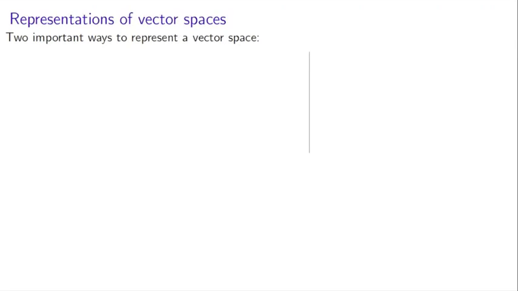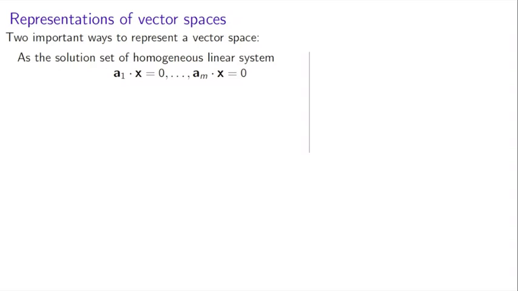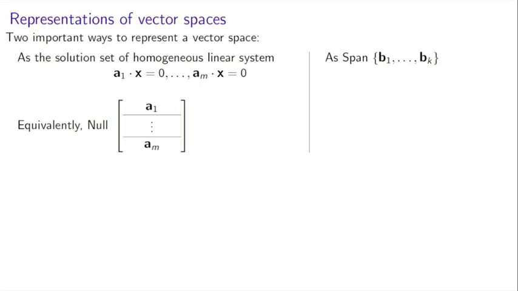Long back, we saw that there were two important ways to represent a vector space: as the solution set of a homogeneous linear system and as the span of some vectors. Equivalently, putting it in terms of matrices, you can represent a vector space as the null space of a matrix or as the row space of some other matrix.